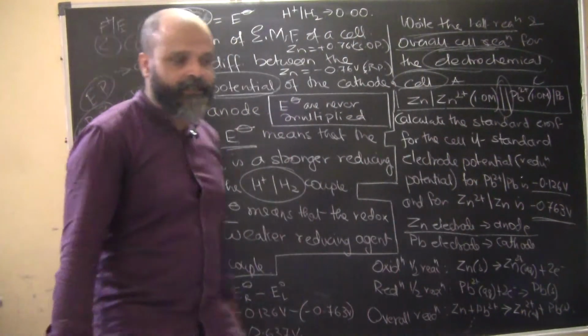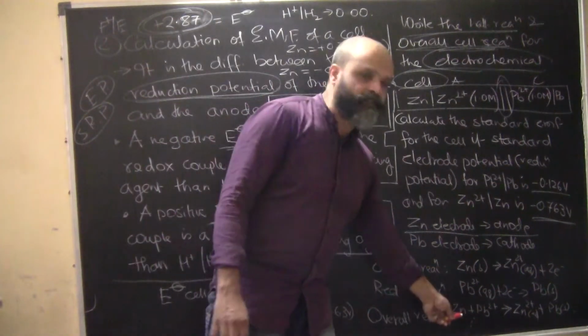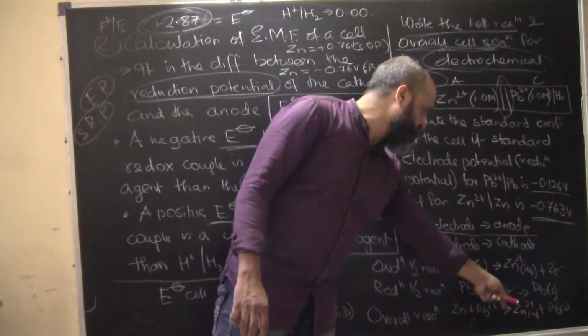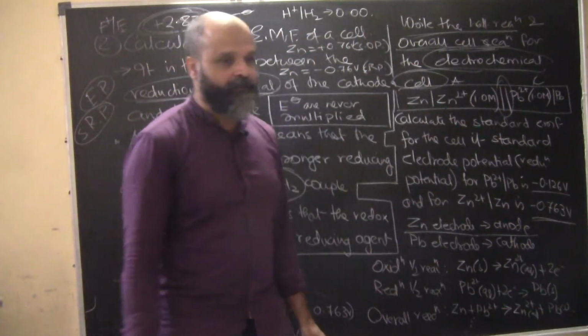So if we consider the overall reaction, it will be Zn plus Pb2+ equal to Zn2+ plus Pb. We are just adding these two.